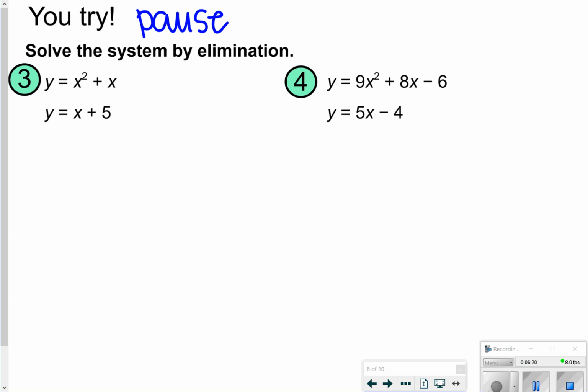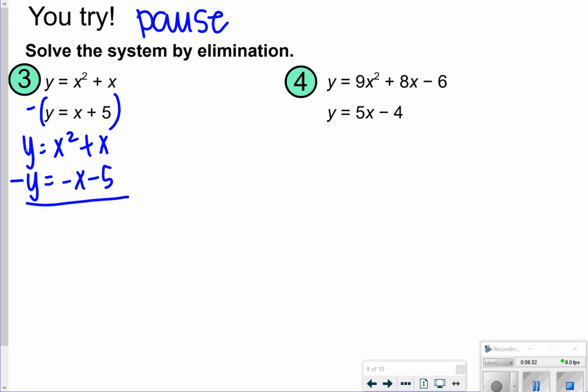So what I did here is I multiplied the second one by a negative. So the first one stays positive, y is equal to x squared plus x, but the second one goes to -y is equal to -x minus 5. These y's cancel out, so I have 0 is equal to x squared. The x's cancel out, and then I have x squared minus 5.